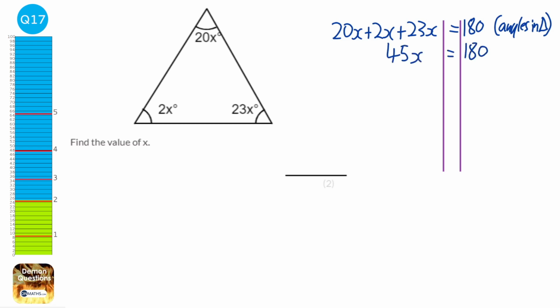And what we're going to do to get x on its own, we're going to divide both sides by 45. So we're going to divide by 45 both sides, and we're going to end up with x equals 4.